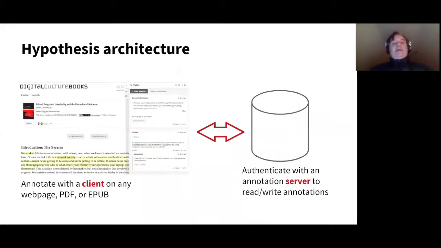The basic underlying architecture of Hypothesis is based on a classic client-server model, where the client is the tool that people use to annotate. It's based in the browser, and it's the tool that allows you to highlight text once you have it open in the browser, and then annotate on it, add tags, save it, log in, log out, reply, share, all the kinds of things that you would do as a human being interacting with the actual annotations.